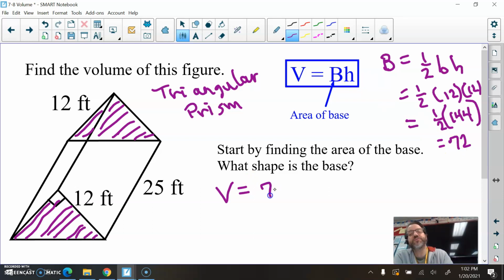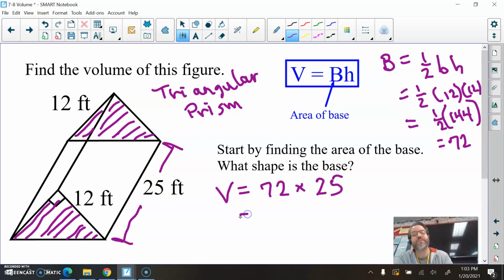So to find the volume, you take the area of the base, which we just found is 72, and then you multiply that by the height. Now this time we're not looking for the height of the triangle, we're looking for the height of the prism. And the height of a prism is always the distance between the bases. And the bases happen to be 25 feet apart. So it's 72 times 25. Okay? And when you multiply that together, you get 1800.